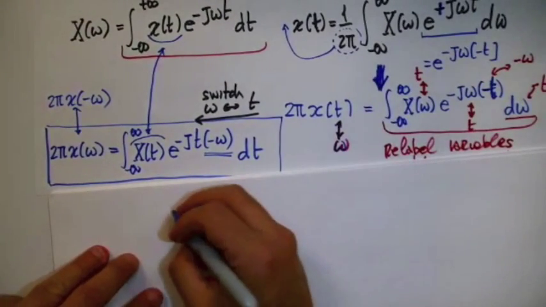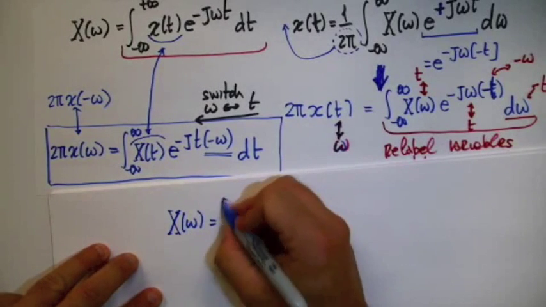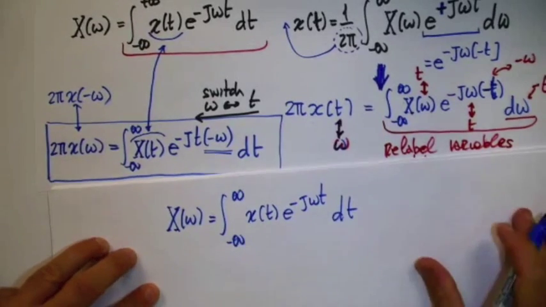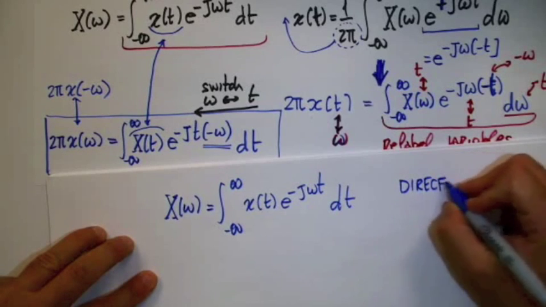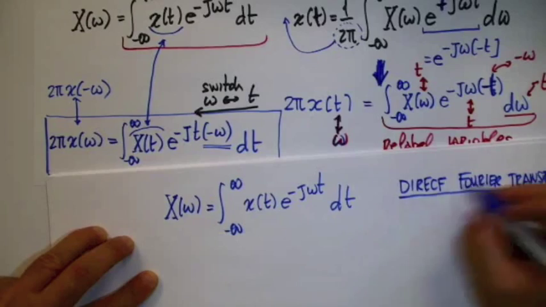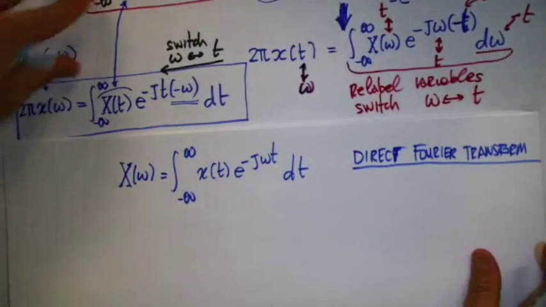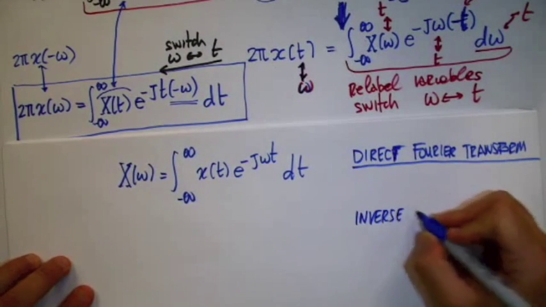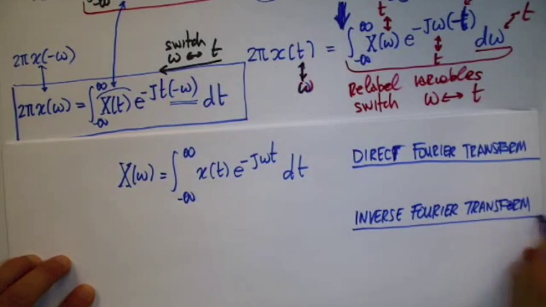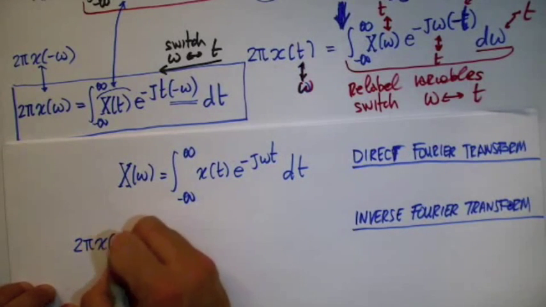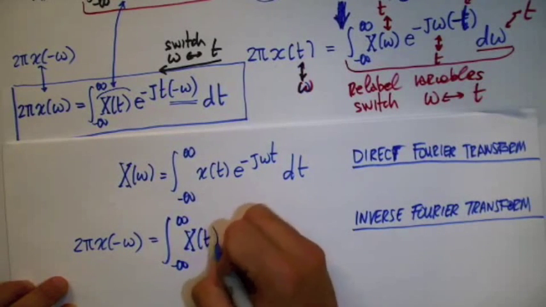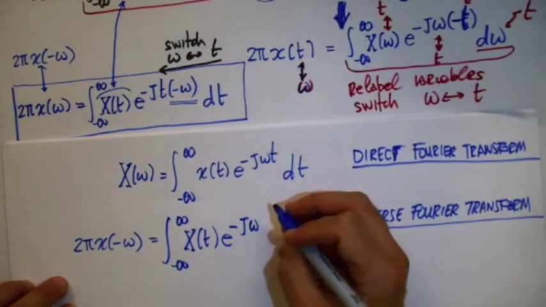I can write the direct Fourier transform as the integral from minus infinity to infinity of x of t e to the minus j omega t d t. This is the direct Fourier transform. And then we were able to rewrite the inverse Fourier transform as 2 pi x of minus omega equal to the integral from minus infinity to infinity of capital X of t e to the minus j minus omega t d t.